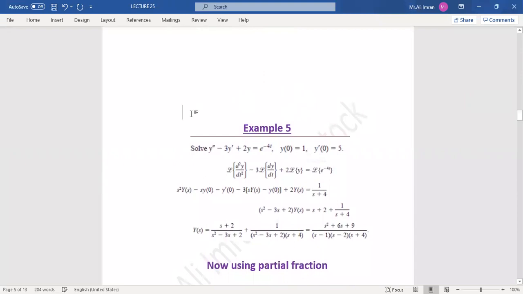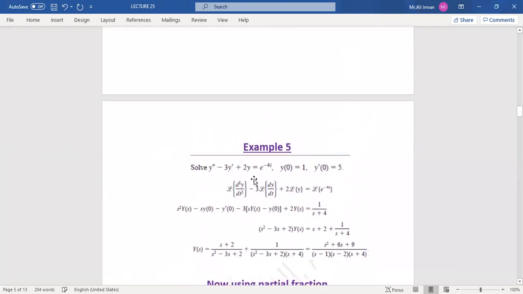Example 5. We have to solve the second order ordinary differential equation: y double prime minus 3y prime plus 2y is equal to e power minus 4t, y of 0 is equal to 1, and y prime of 0 is equal to 5.